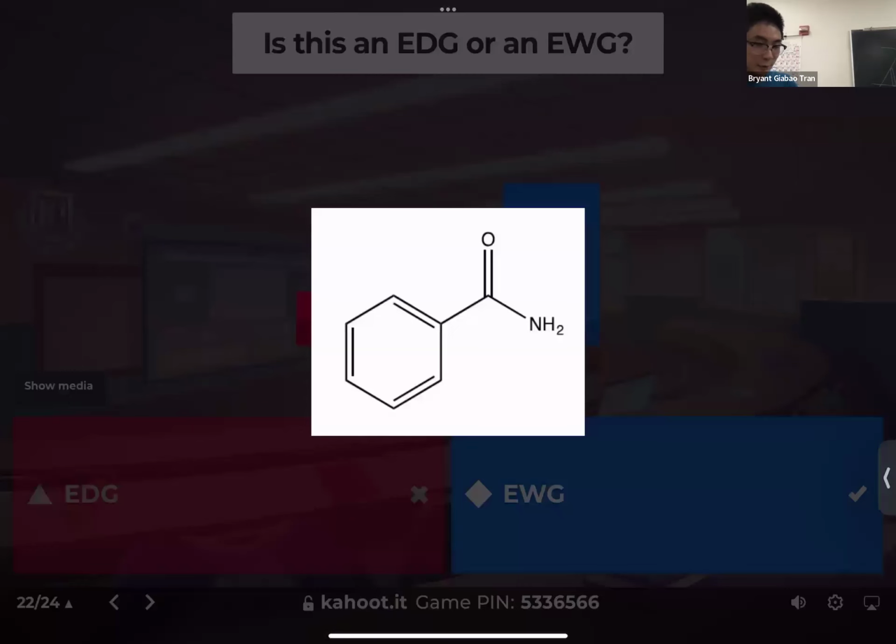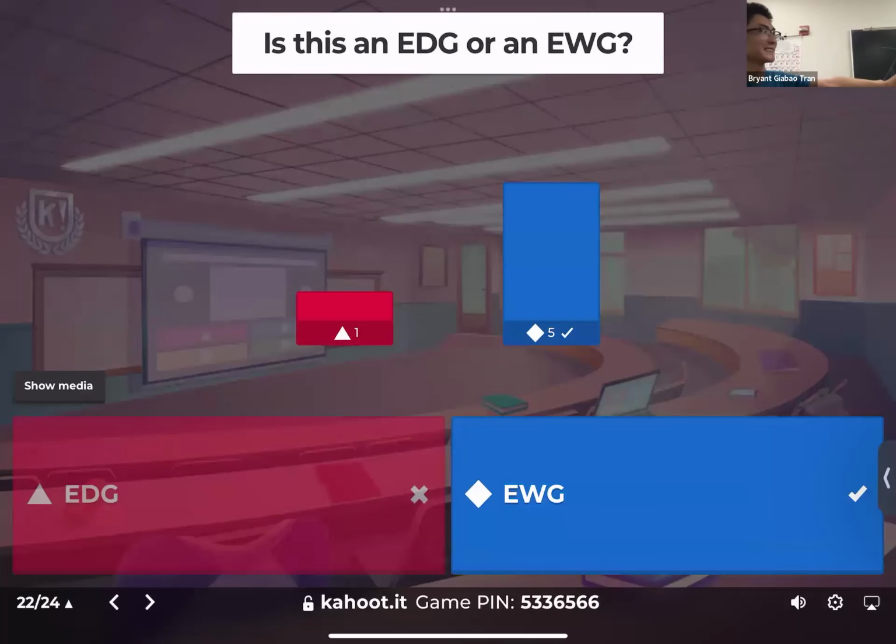Nice. So the atom directly attached to the ring is that carbonyl of the amide, which is partially positive, making it an EWG. Nice.